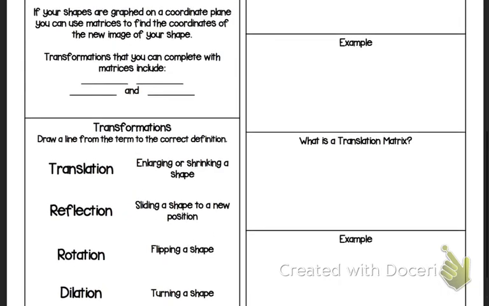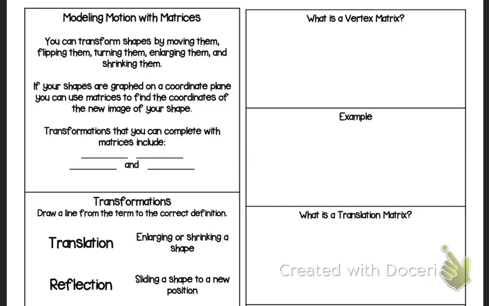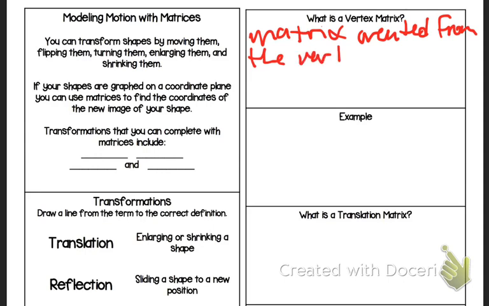On to the next one. What is a vertex matrix? A vertex matrix is a matrix that is created from the coordinates of the vertices of a shape. We can write that down: matrix created from the coordinates of the vertices of a shape. So the x and the y values of the corners, basically.